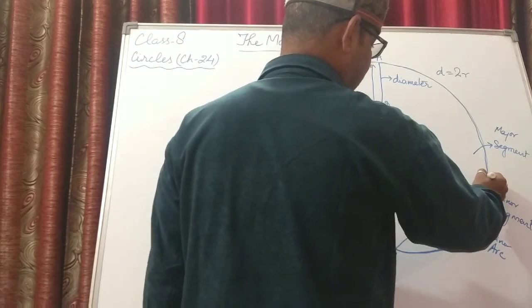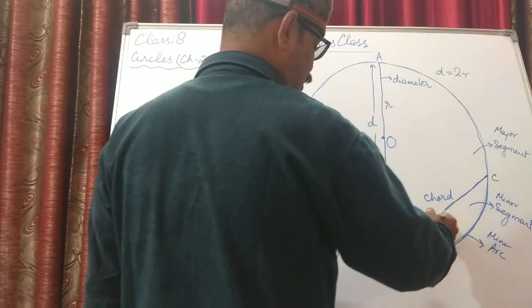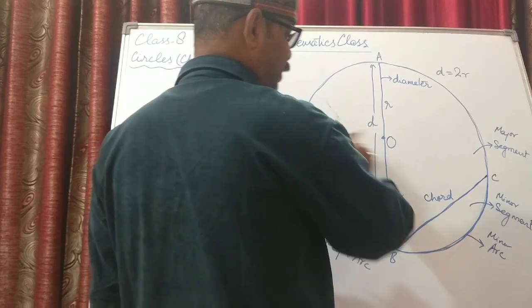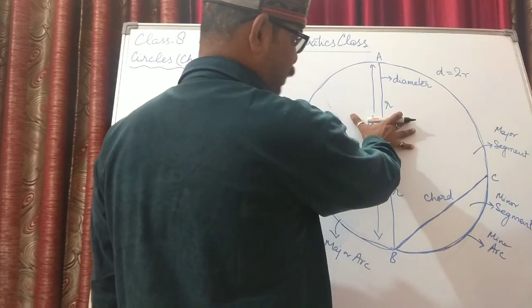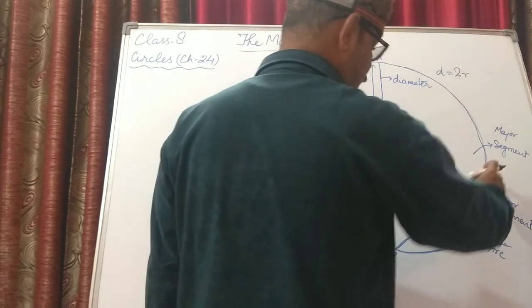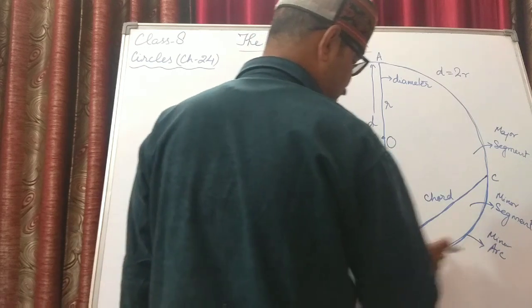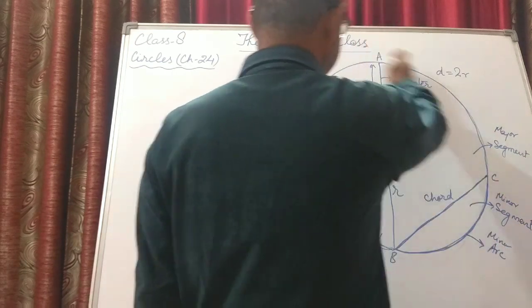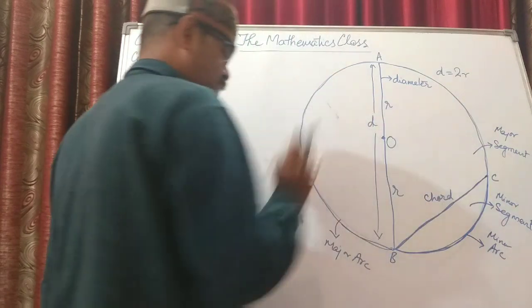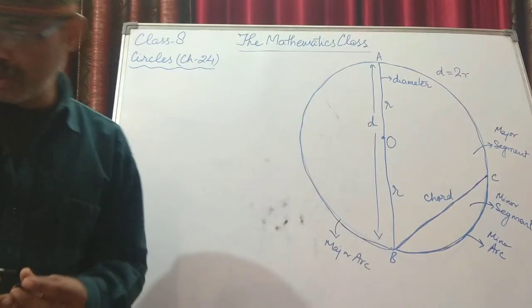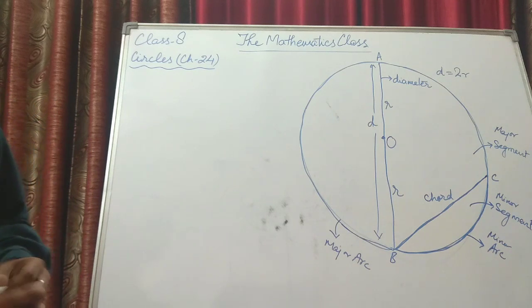Why? Because this BC line or this chord divides the circle into two parts. One is the minor segment. The other is bigger one, so that is the major segment. So this continuous piece BC is minor arc. Now CAB or BAC is the major arc. Now these are the small things that you need to know.